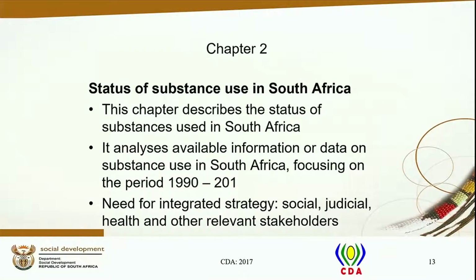So, Chapter 2 then speaks, as I said, about the status of substance use in the country as it is at the moment. And it describes the analysis of available information using the data that is available to us going back from 1990 right up until the present time that we're in at the moment. And the need for an integrated strategy looking at the social, the judicial, health, and all other relevant stakeholders.